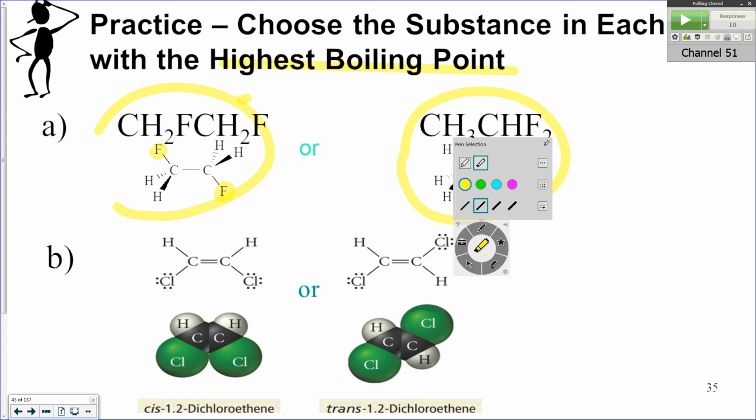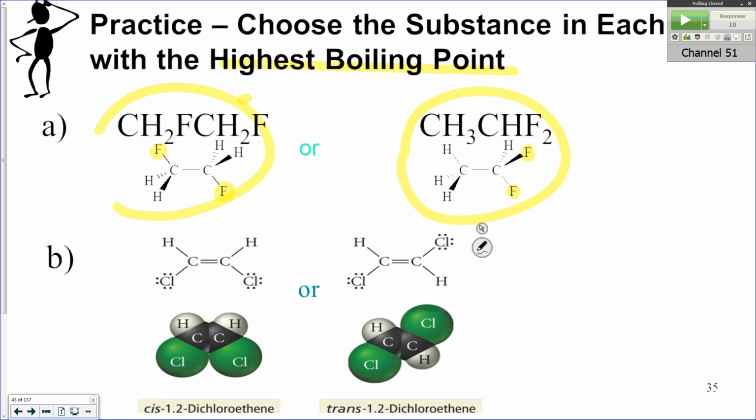Which one does? Okay, the right one, fluorine's the most electronegative atom, and that doesn't have symmetry in the molecule. It's definitely going to pull electron density in that direction. Okay, so this side would be electronegative. This side would be electropositive.